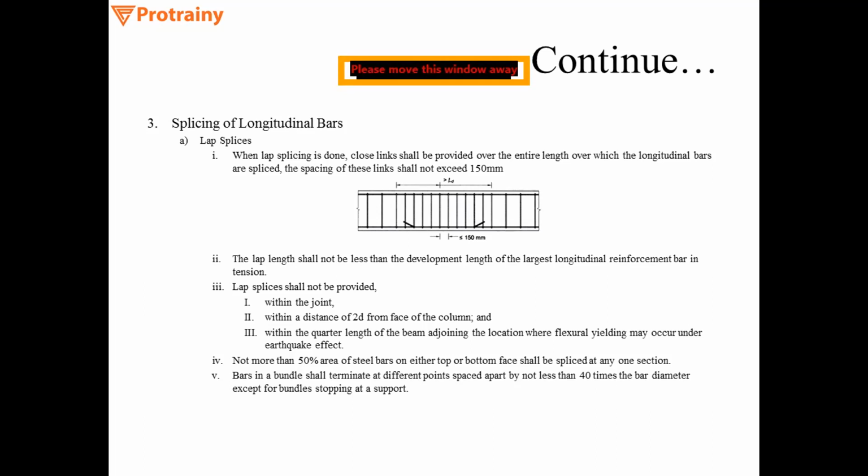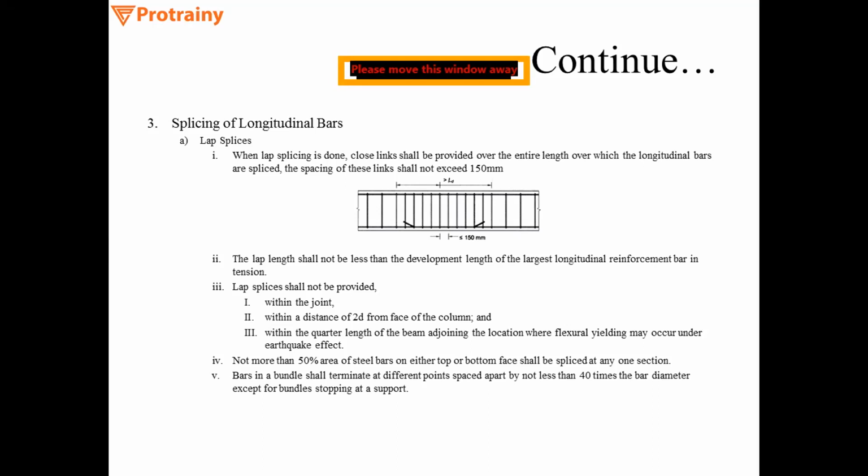Because two bars are being spliced at a position, the movement transfer mechanism will not be as good as for a whole length bar. That is why the link spacing and strip spacing is being decreased to 150 mm. Another point is the lap length should not be less than the development length, which I have already told you in the last slide, of the largest longitudinal bar in tension.